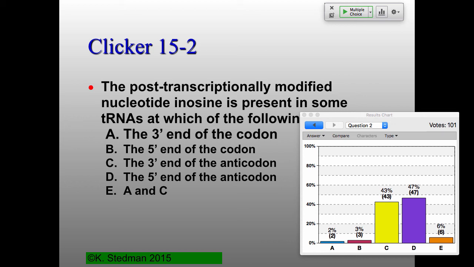So, the 5' end of your codon is going to be the starting one. That's going to base pair with the 3' end of your anticodon. So the wobble position, which is the third position of your codon, is going to be the 5' end of the anticodon. I warned you when we talked about 5' and 3', it's going to rear its ugly head many, many, many times.